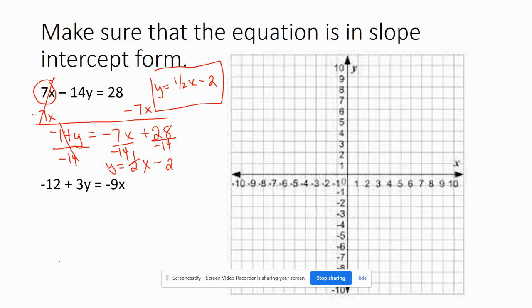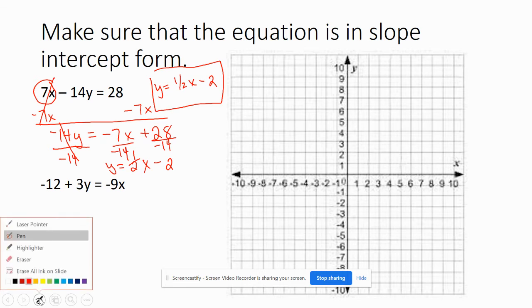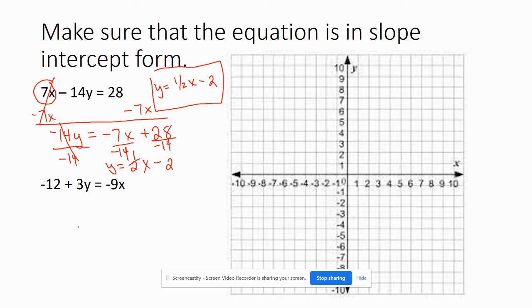Now, let's go to the next one. I have changed my color. I have negative 12 minus 3y, or plus 3y equals negative 9x. Now, I'm going to get this y by itself once again. This time I have to move this 12, or negative 12, and do plus 12. Okay, this will cancel out. I will have 3y equals negative 9x plus 12. Notice how the 12 stays in the back because my x is already in front, right?